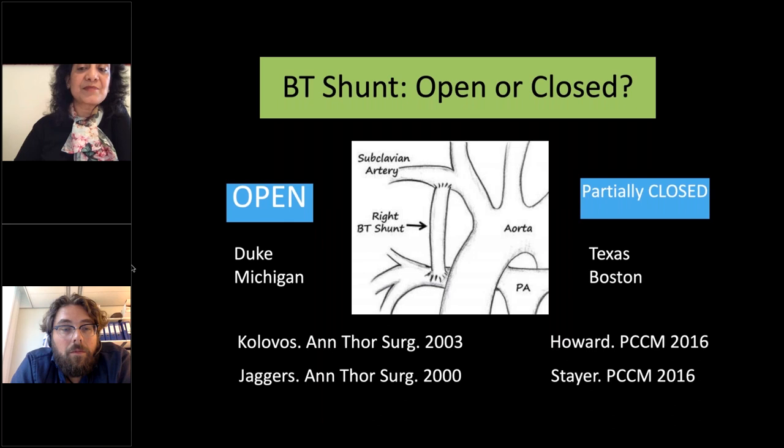Jaggers et al. published in their paper that all those who had the shunt occluded die. We also know that those who have a shunt which is left open, there will be chances of delayed lactate clearance and poor systemic perfusion, unless you have very high ECMO flows.